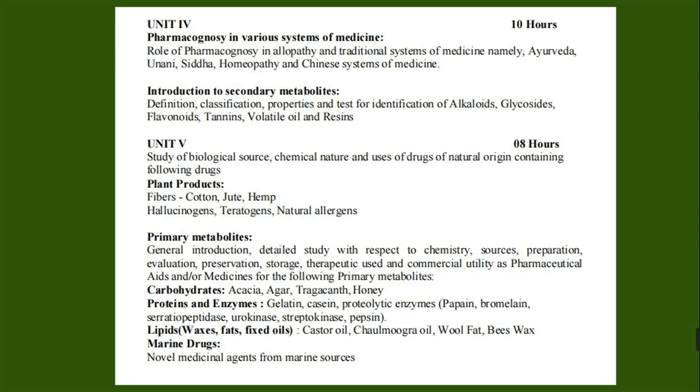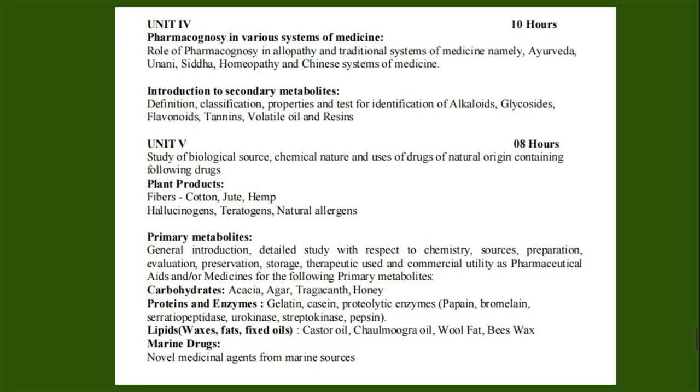Unit 5. Here we'll be learning different biological sources, their nature, what are the uses of the plant product such as fibers like cotton, jute, hemp, and different natural allergens. Primary metabolites. These metabolites are the biomolecules that are directly involved in the growth, development, and reproduction of an organism. Here we have carbohydrates, proteins and enzymes, lipids, marine drugs.